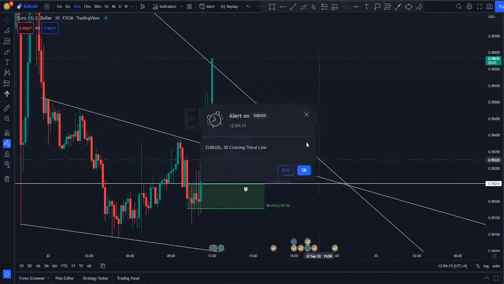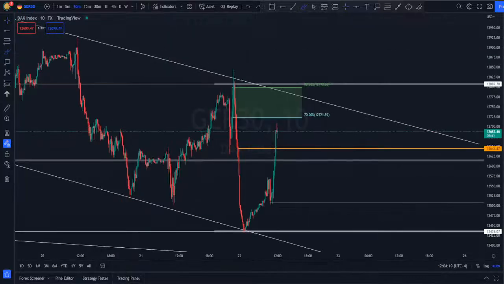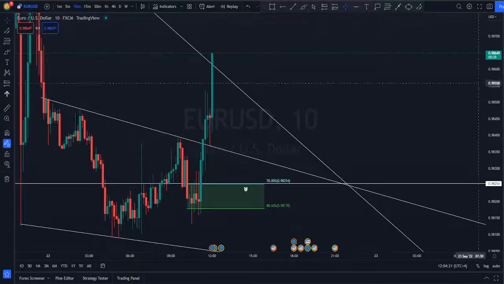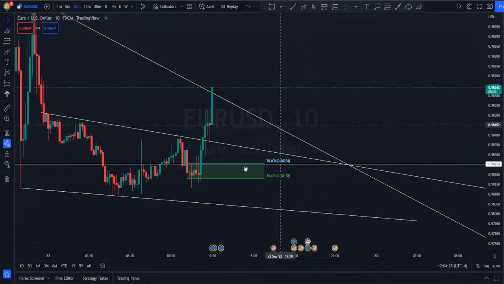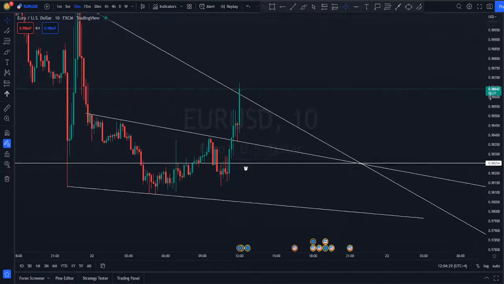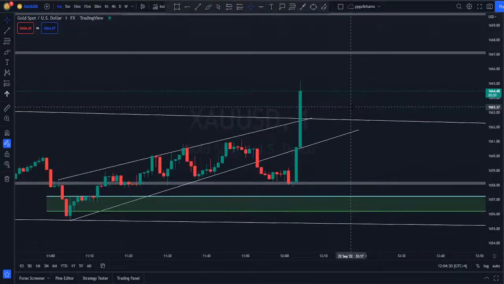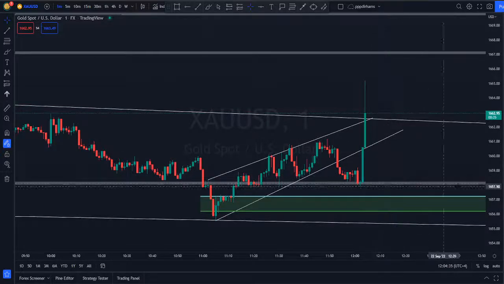Let's see Euro USD. Oh, damn. Damn. Damn, guys. Damn. Gold will always overdo it.